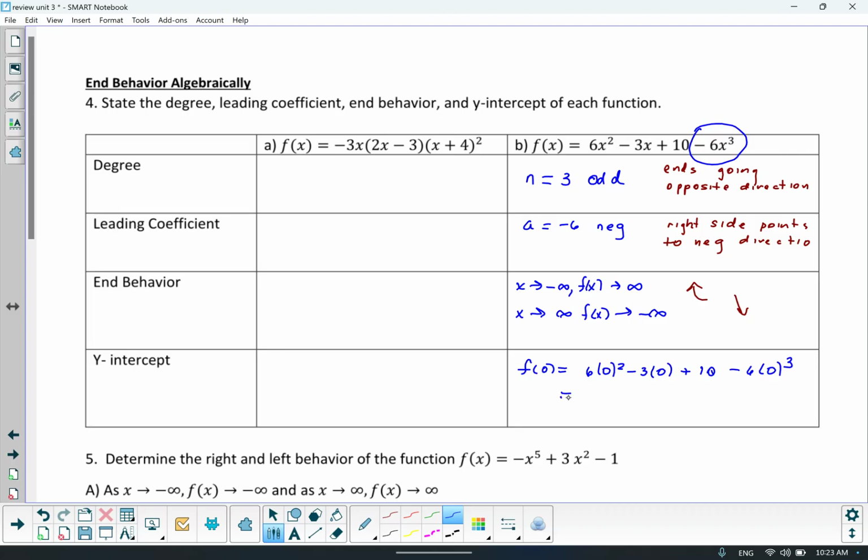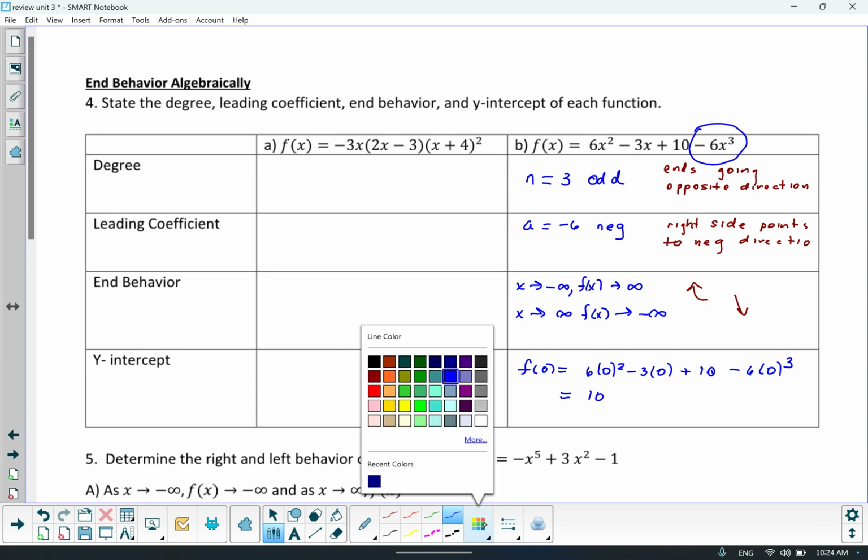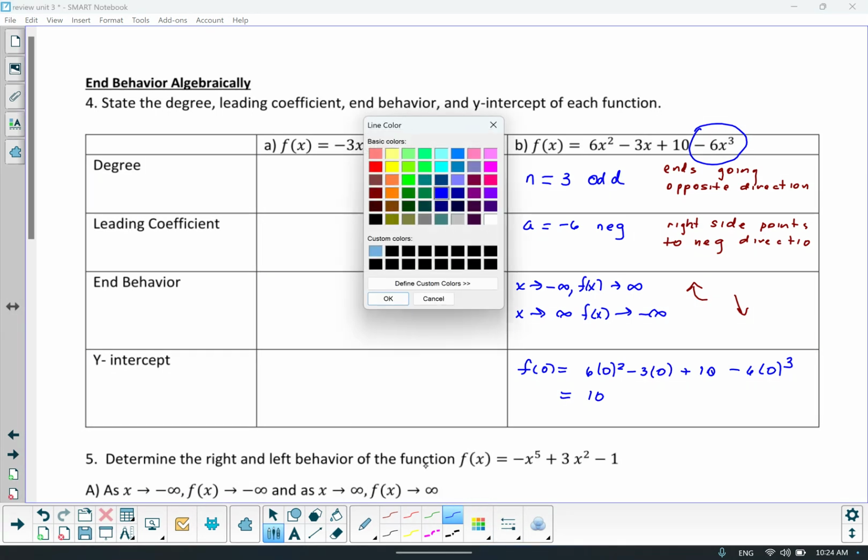And so, therefore, the only value is 10. So the y-coordinate of the y-intercept is 10. Okay, now let's go to the opposite side. Let me see if I can choose a different color for this. I'll do purple.